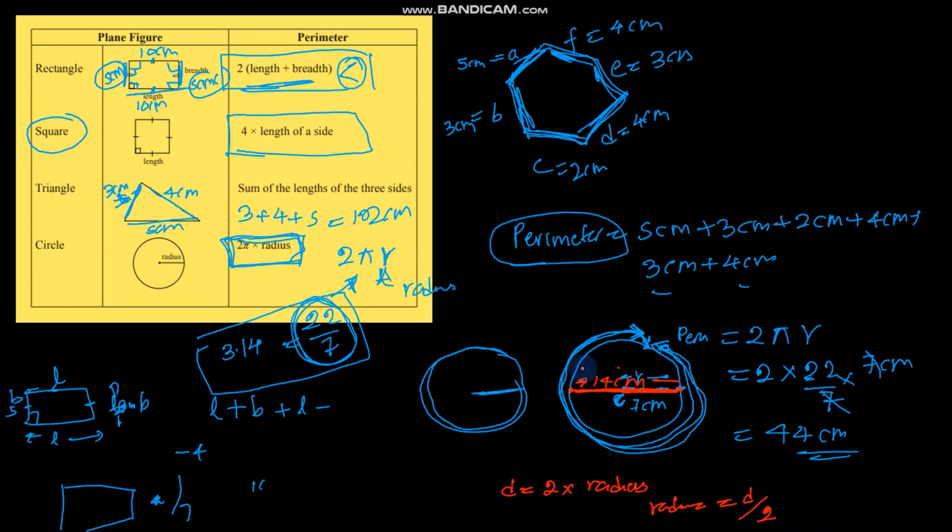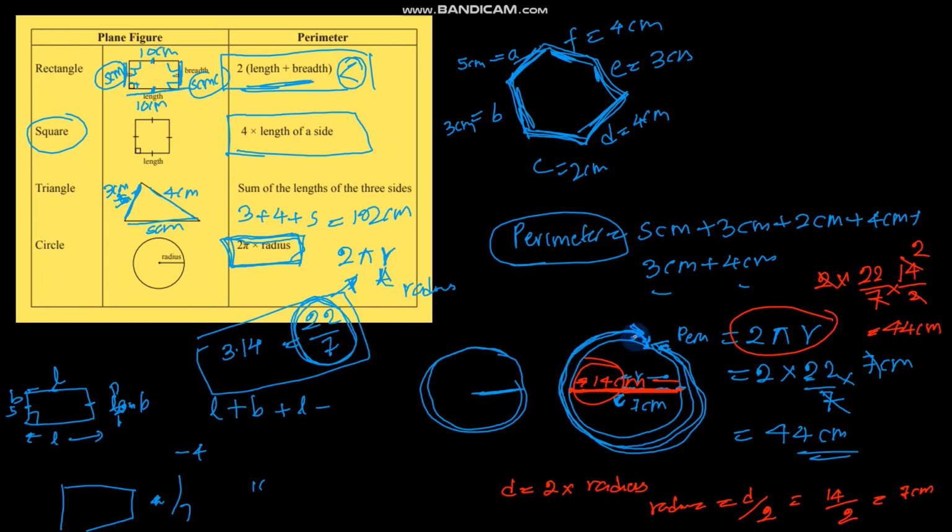So whenever you are given the diameter, if you want to substitute into this formula, you divide it by 2 and you get 7 centimeters. So the answer will be the same in this case. Also, you can substitute the diameter into the same formula, 22 divided by 7, without dividing it by 2. What you can do is cancel this and cancel this. So again, you are going to get 44 centimeters.